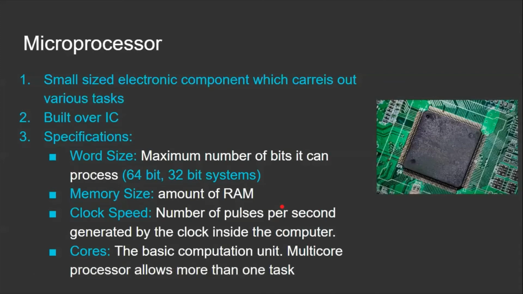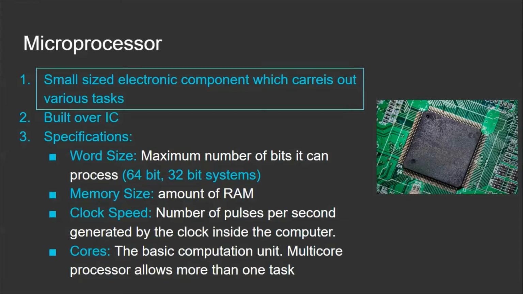Okay, so let's look at the microprocessor. We looked at it before in the CPU component. The definition is it's a small sized electronic component which carries out various tasks. Ignore the spelling error here. It's built over an IC. An IC is an integrated circuit, which is basically the combination of many circuit elements built onto a chip.